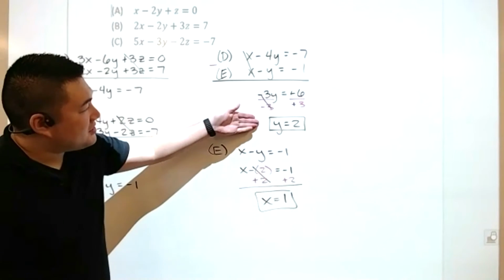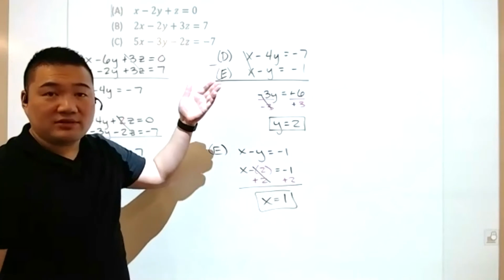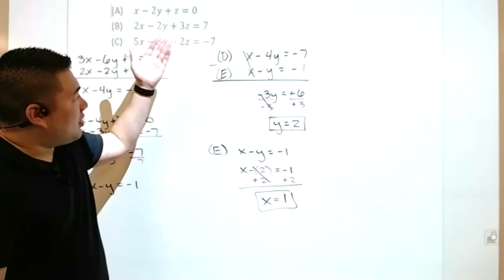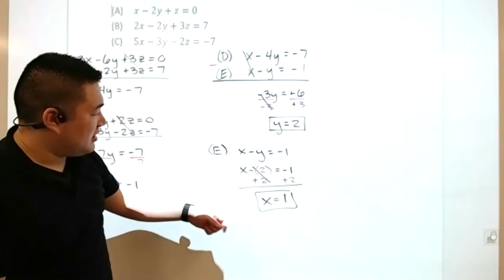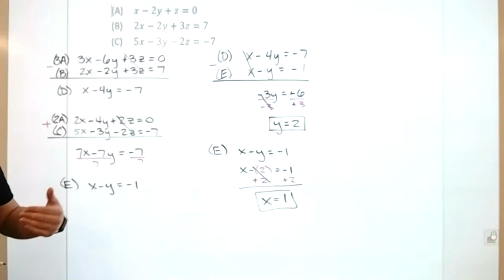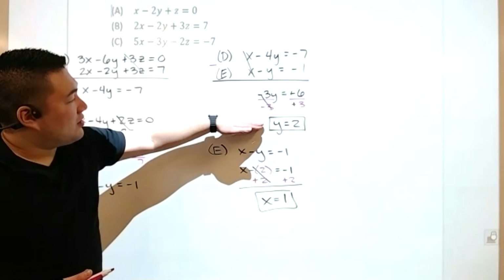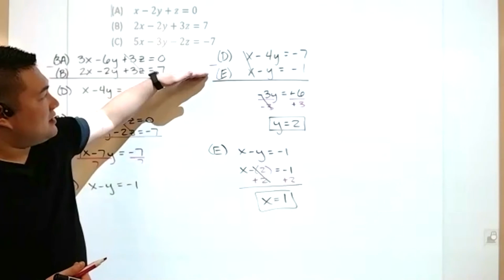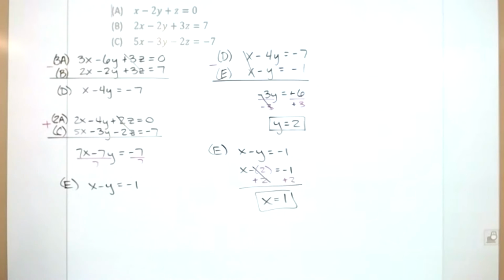So I got y equals 2. I took a step back to my equations D and E. Those are the ones that I found. Plugged y equals 2 into one of them. Okay, I picked E, plugged in 2. I got x equals 1. And then now I take another step back in my problem. Now I went from solving one variable to equations D and E, take another step back to equations A, B, C. I pick one of those, and I get to plug in y equals 2 and x equals 1 now.